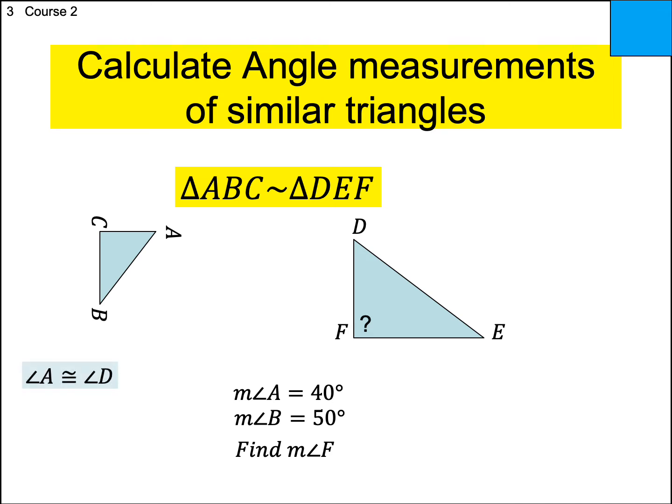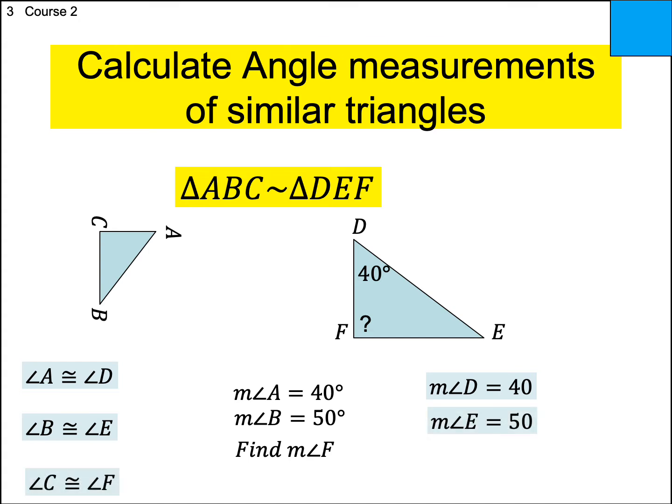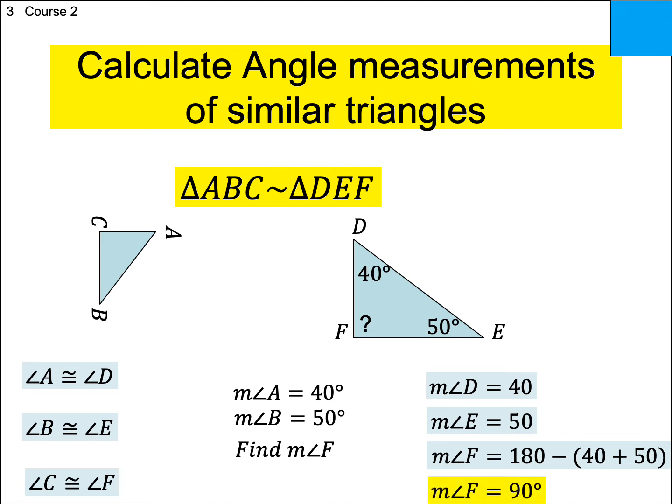So A corresponds to D, so therefore D is 40 as well. We can label that. B goes with E, and B is 50, therefore E is 50. And then lastly, C goes with F, and I don't know what either one of those is. But I do know that D is 40 and E is 50. So I take the sum of those two, 40 plus 50, add them together, and subtract them from 180. The sum of the three interior angles of a triangle add up to 180 degrees. 40 plus 50 is 90. 180 minus 90 is 90. So F is 90. Make sense?